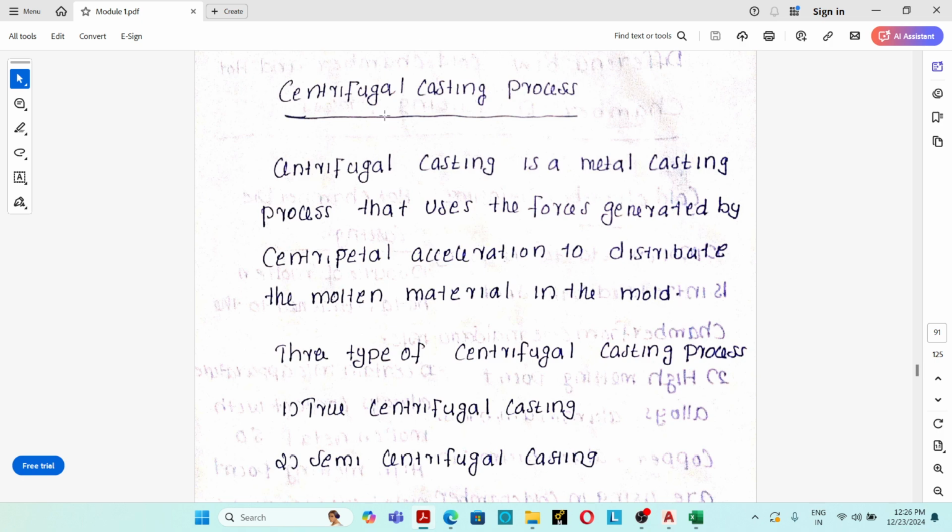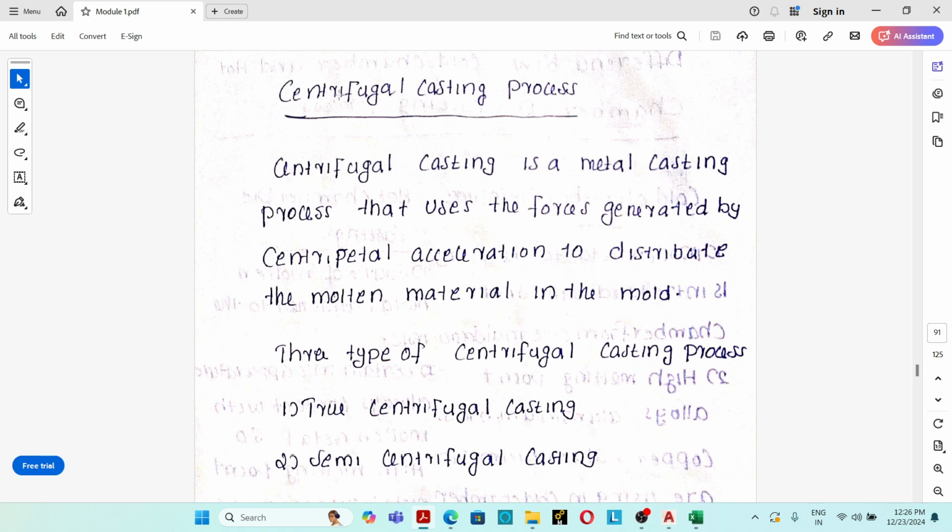Okay, so next is the centrifugal casting process. A very important type of casting process. Centrifugal casting is basically a permanent mold casting process which uses the force generated by centripetal acceleration to distribute the molten material in the mold. That's an important point related to the centrifugal casting process.